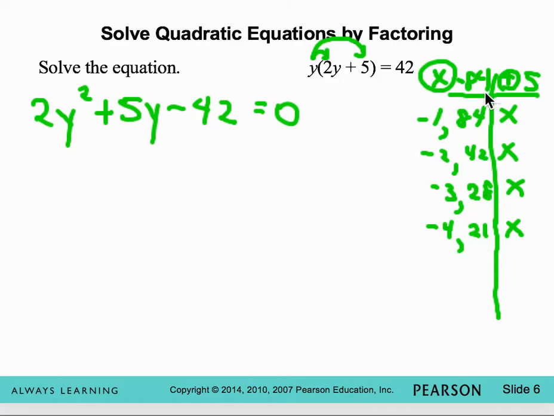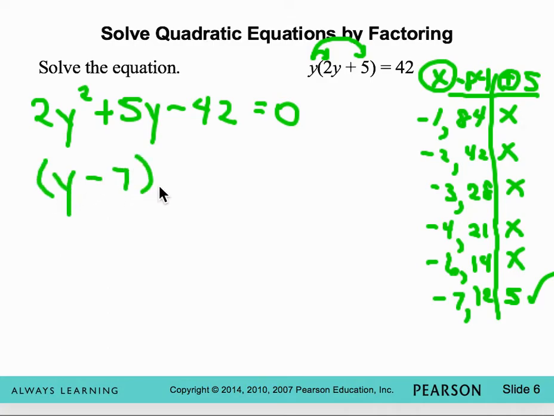5 doesn't go into there. Negative 6 and 14. Not 5, but I'm getting closer. What about negative 7 and 12? Oh, yes. Okay, all right. So I can put a minus 7 and a plus 12.